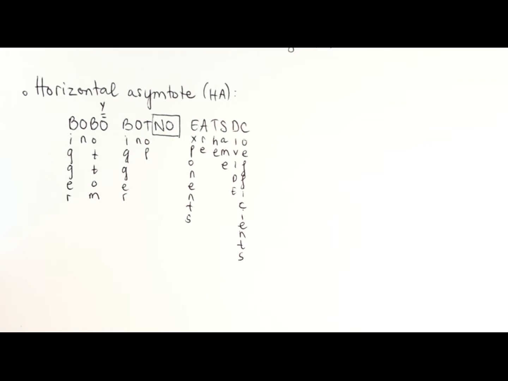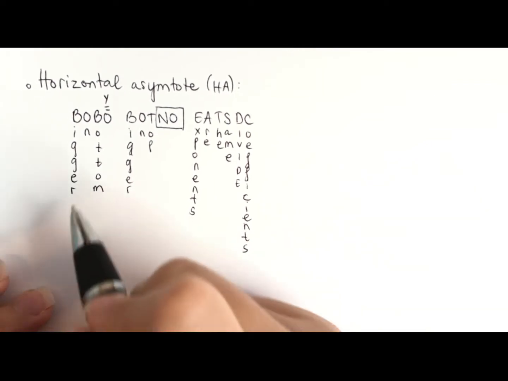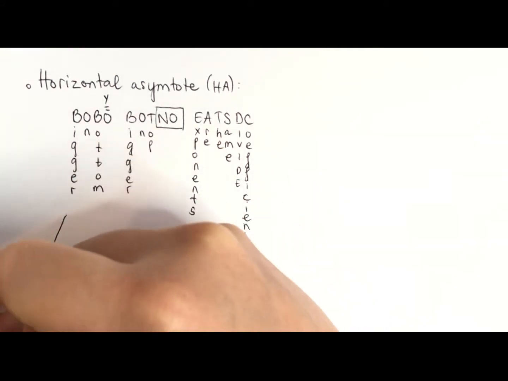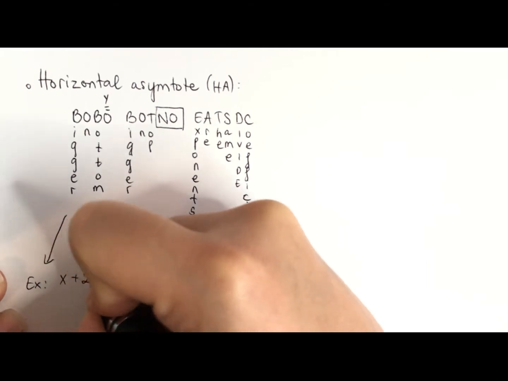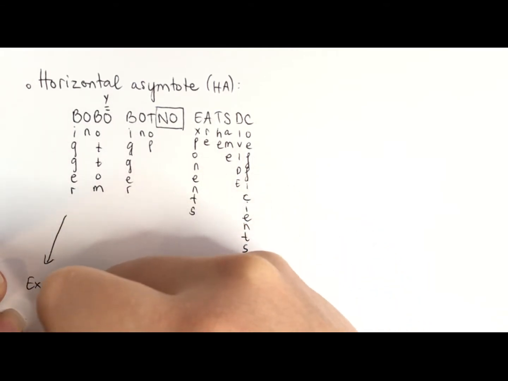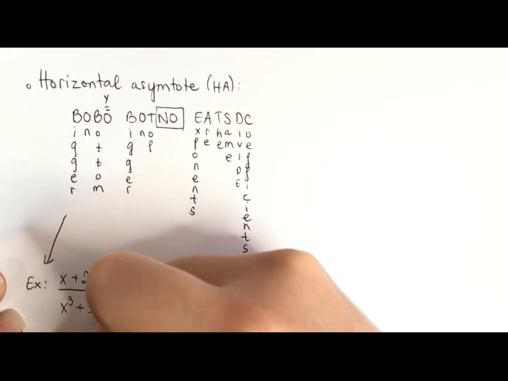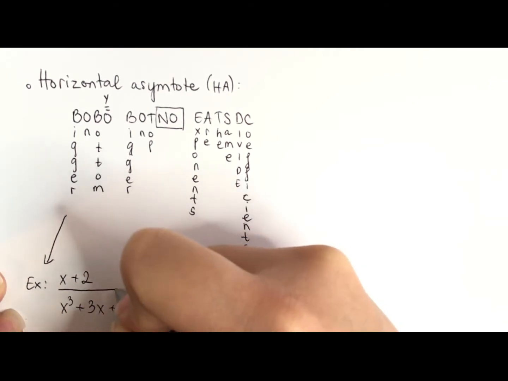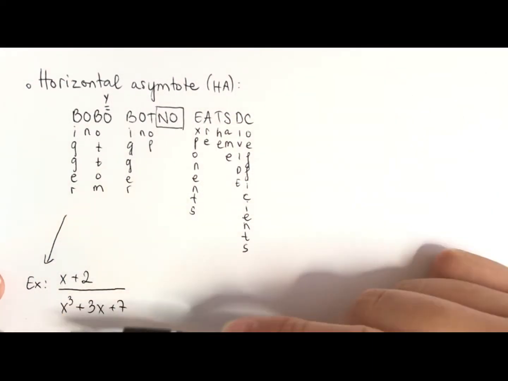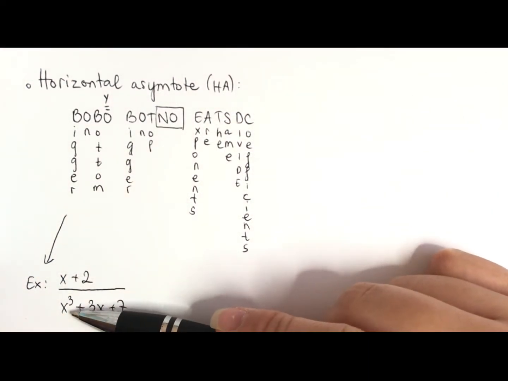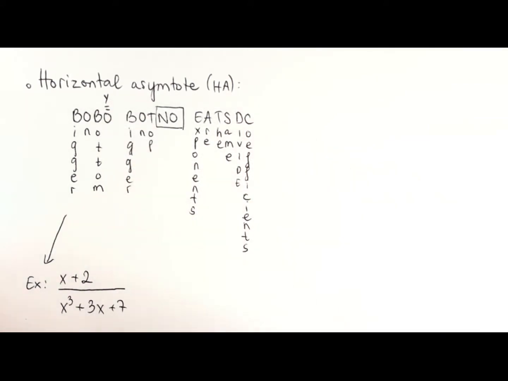However, let me show you an example of the other 2 scenarios. First, bigger on bottom. Let's say you have x plus 2 over x cubed plus 3x plus 7. Then the exponent of the top would be a 1 and the exponent of the bottom would be a 3. So your horizontal asymptote would be y equals 0.